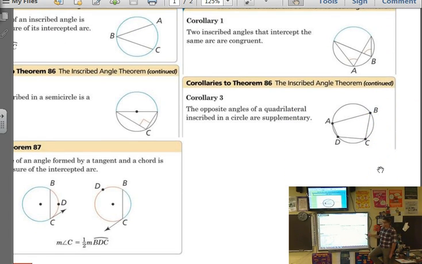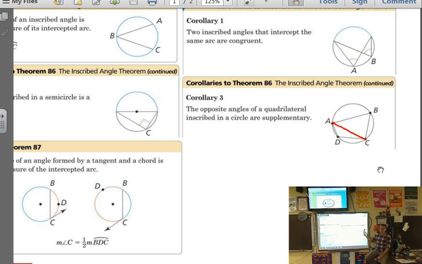Then the opposite angles of a quadrilateral inscribed in a circle are supplementary, which just makes sense because if you connect A to C and you look at angle B, or, if you look at angle D, it intercepts the arc ABC. So we know it's going to be half of that arc. Angle B intercepts the arc ADC, and it's going to be half of that.